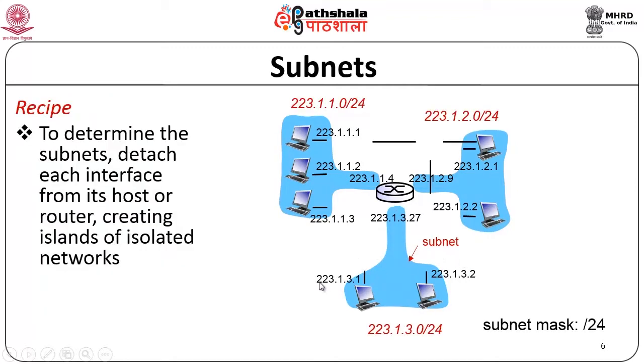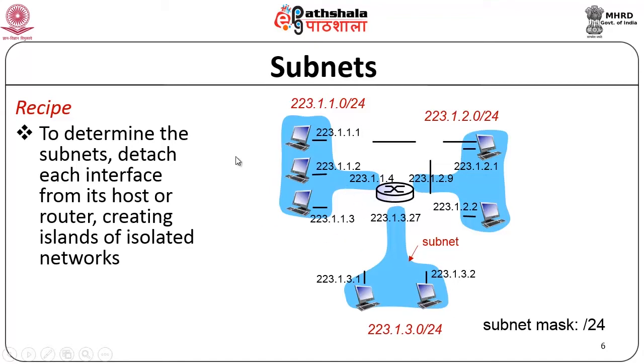Right. So now, what do we have to do in order to do this subnetting? If I want to determine which are the nodes that can be formed into a subnet, one way to do that would be to just detach each interface from its host. Okay, and you will create, for instance, from this, so you are detaching this interface, you are detaching these interfaces.